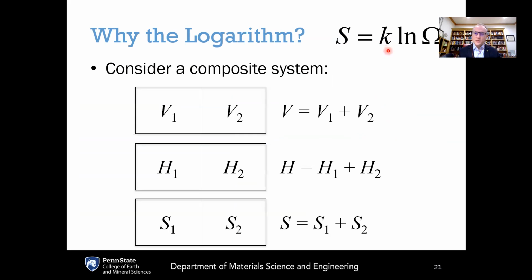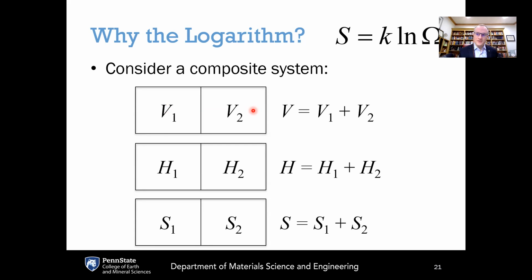Now, why is there a logarithm? Why does Boltzmann's equation for entropy have this logarithm here? Why is it not just, say, k times omega? This is because of the very special properties of the logarithm function in mathematics. We can understand this by considering a system that is a composite of two subsystems. So if we've got an overall system here that is divided into two subsystems, 1 and 2, the volume of subsystem 1 is V1, the volume of subsystem 2 is V2.